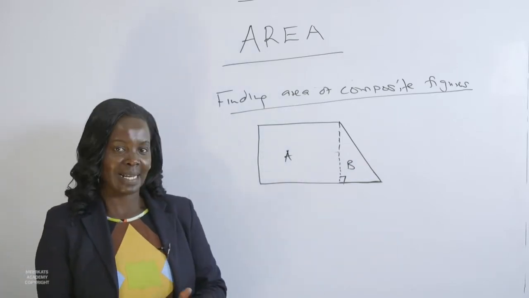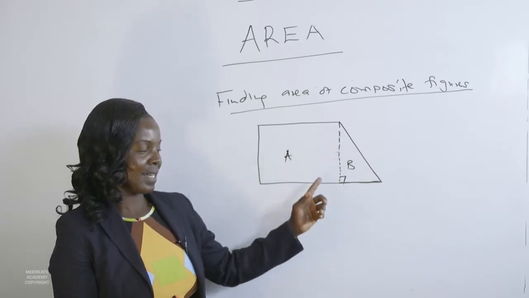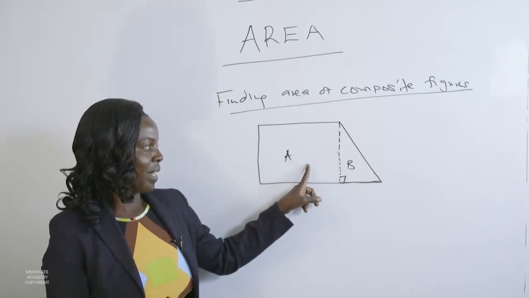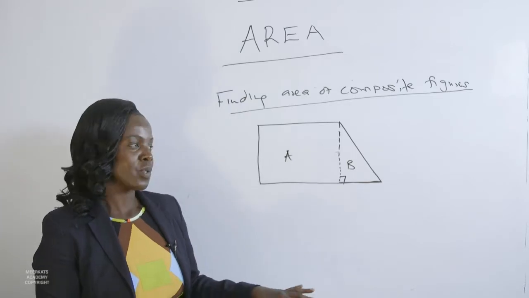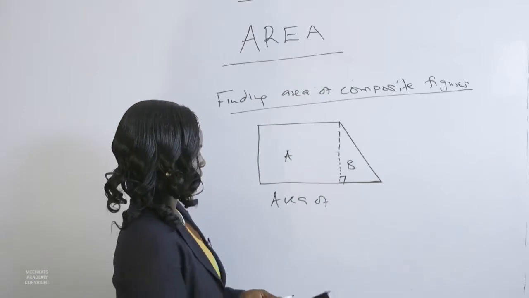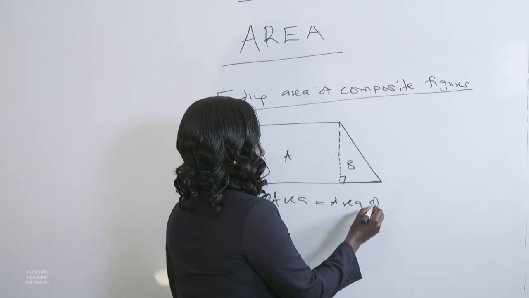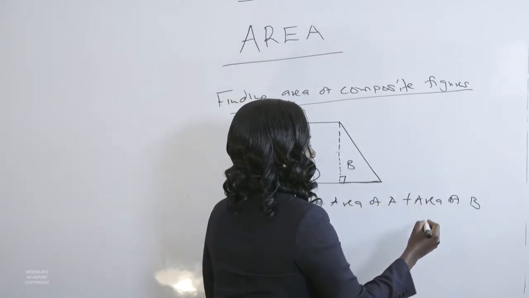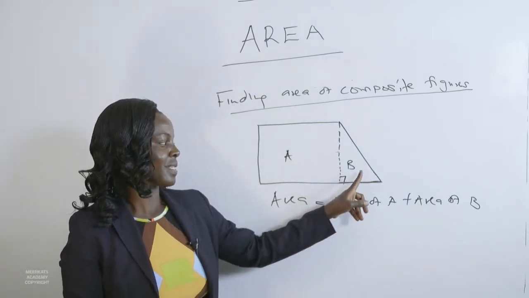For us to be able to calculate the area of this figure, we won't be able to calculate directly, but we are going to get the area by calculating first the area of A and then the area of B and adding them together. So the area of this figure is the area of A plus the area of B.